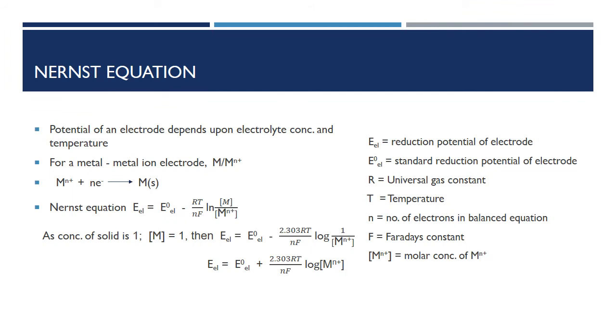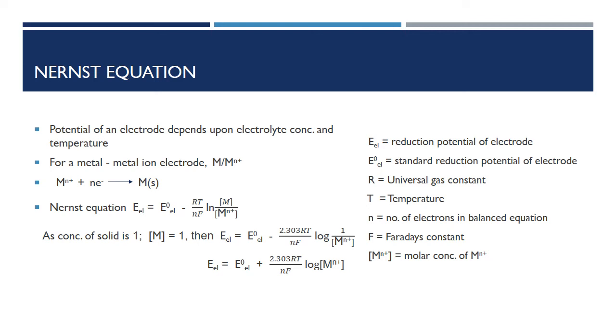Reduction potential of an electrode depends upon the concentration of the electrolyte and temperature. For a metal-ion electrode, it is given by the Nernst equation, which states that the reduction potential of an electrode is equal to the standard reduction potential of the electrode minus RT by nF times ln of the molar concentration of the metal by the molar concentration of the electrolyte. Since the metal is a solid, its value is taken as 1.